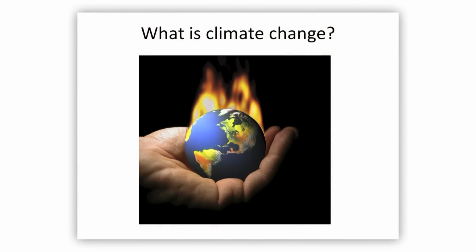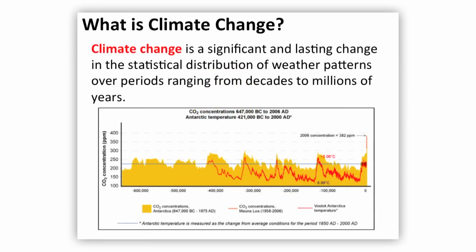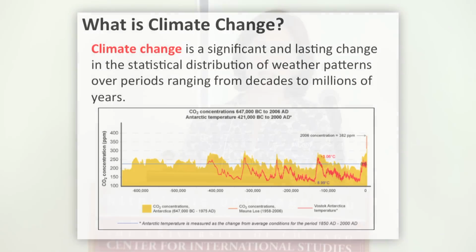We'll start there. Climate change is defined as a significant and lasting change in the statistical distribution of weather patterns, usually ranging from decades to millions of years. In this graph, you're looking at both the CO2 concentration, that's the yellow here, and the temperature of the globe over the last 650,000 years. What you can see is that climate has changed pretty dramatically. There have been periods of quite warm temperatures and then ice ages as well. So climate change is a natural part of the Earth's system.